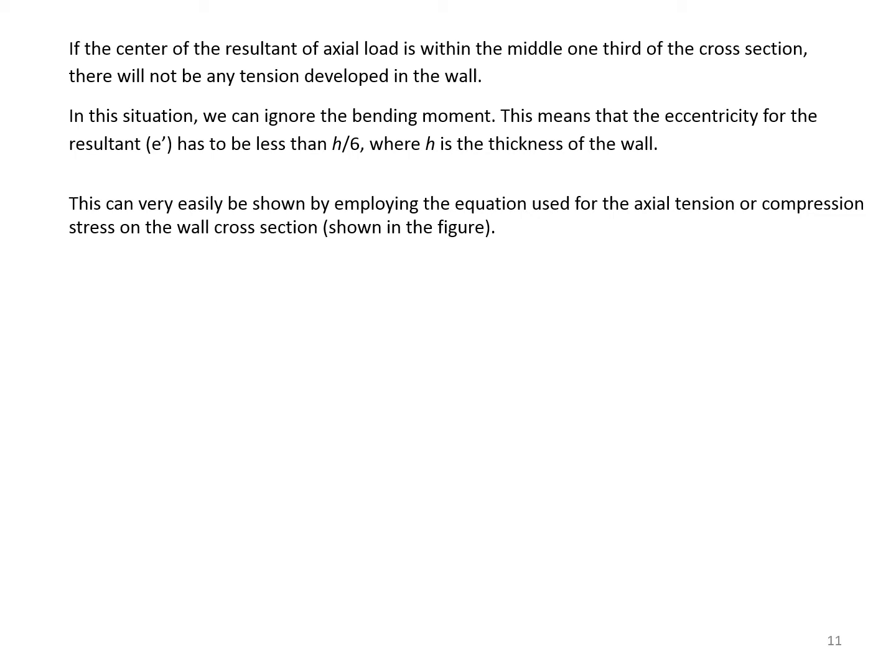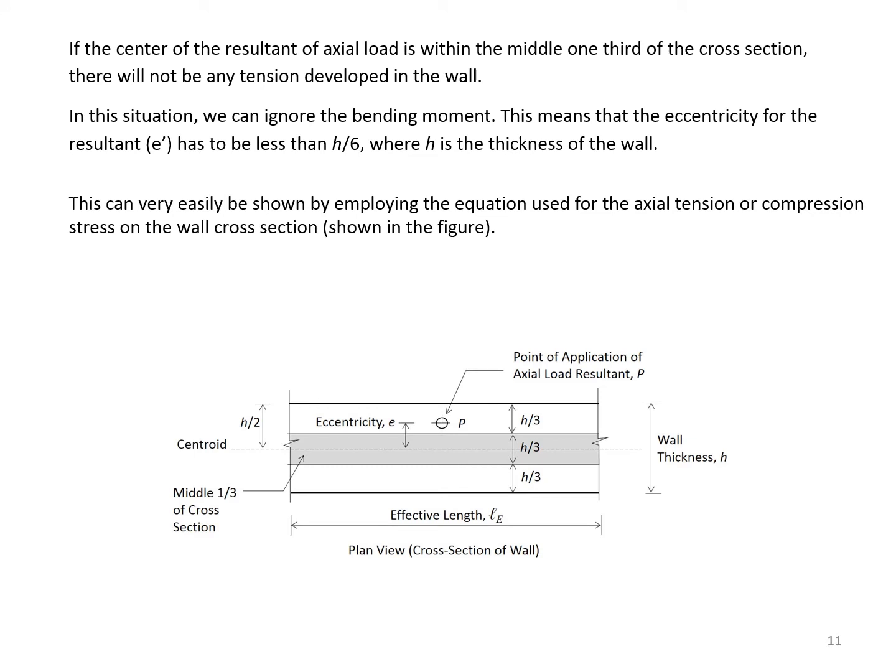This can very easily be shown by employing the equation used for the axial tension or compression stress on the wall cross-section. Let's look at the figure given. The cross-section of a wall is given. The cross-section is divided into 3 segments of h over 3 each, where h is the wall thickness. The eccentricity of the load is E, and the middle third of the cross-section is shaded. When eccentricity is smaller than h over 6, that means the location of the load application is within the middle third. There will not be any tension developed in the cross-section.